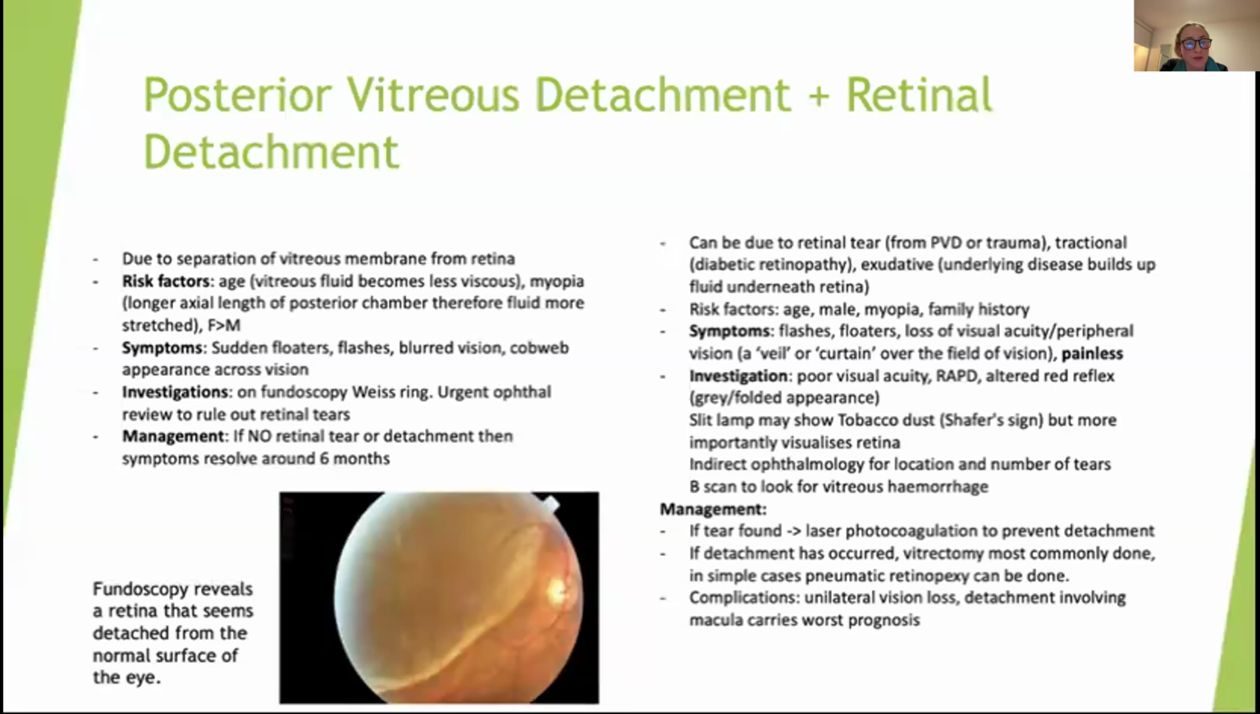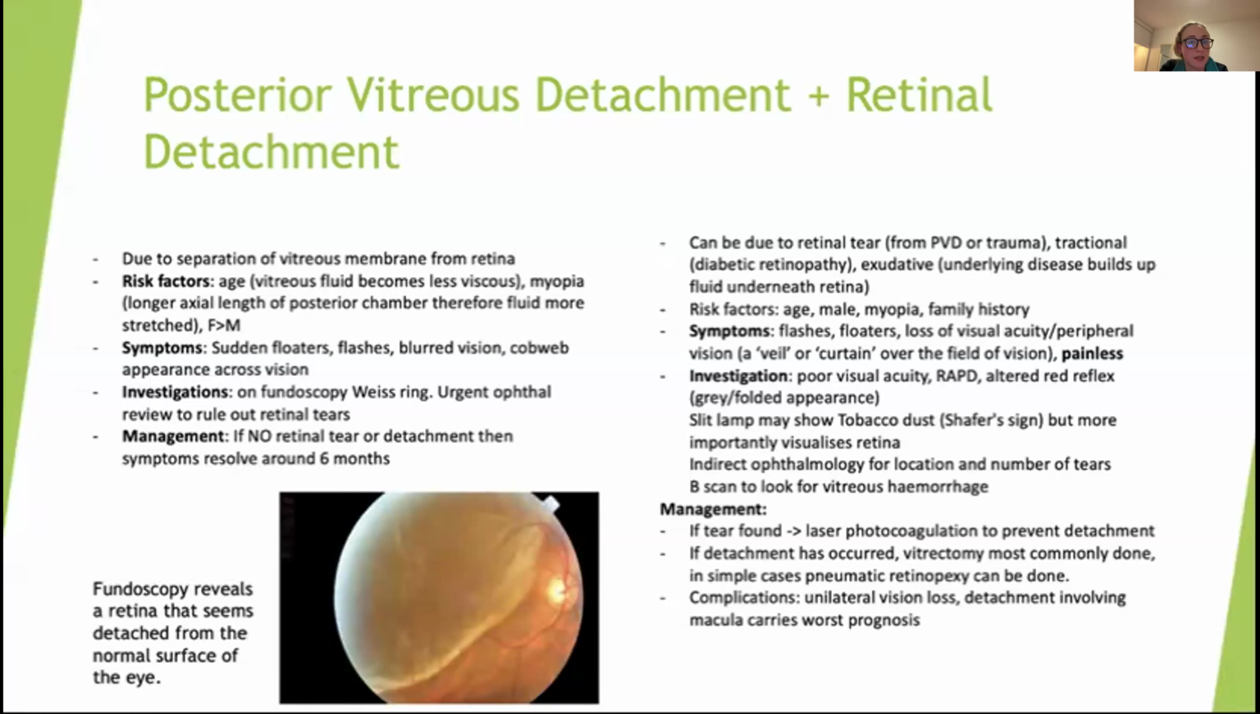So retinal detachment is quite similar because you get the same flashes and floaters and loss of visual acuity. But the main difference is that rather than getting cobwebbing across the vision, you get a veil or curtain coming down. Both of these are painless as well. But with retinal detachment, you can get a retinal tear that progresses to a retinal detachment. And that's usually from some sort of trauma, but it can be diabetic retinopathy, or lots of different factors.